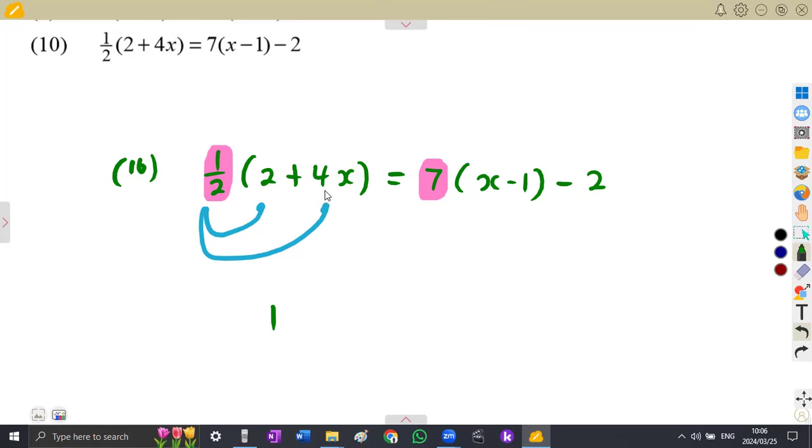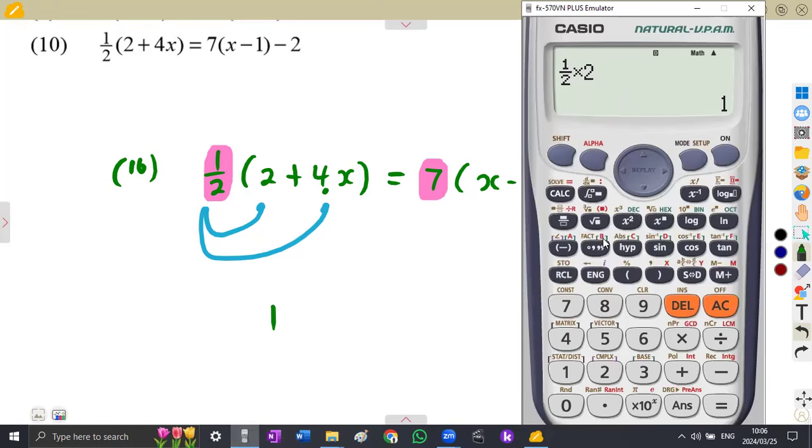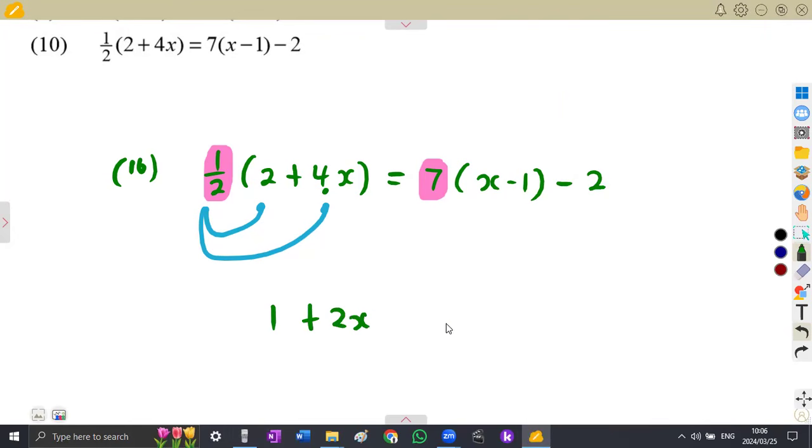Then 1 over 2 times 4x, you multiply to this 4. So that's 1 over 2 times 4, and that is going to give us a 2. So this is positive 2x. All right, so this is equal to, you do the same thing on the right-hand side.